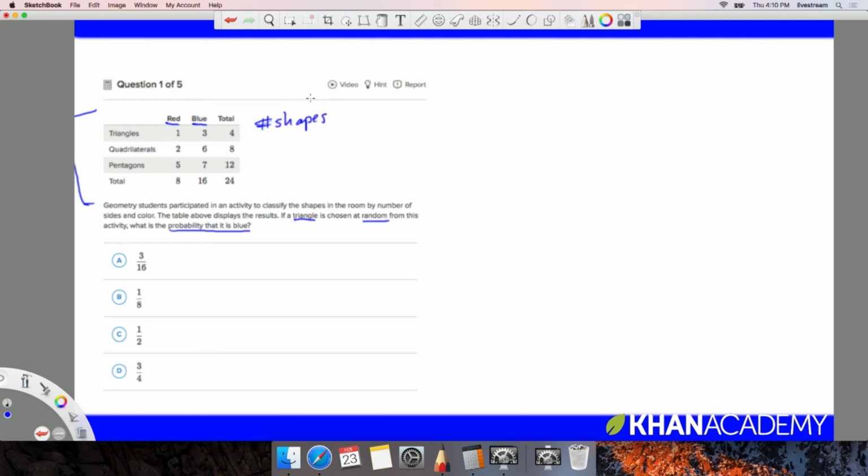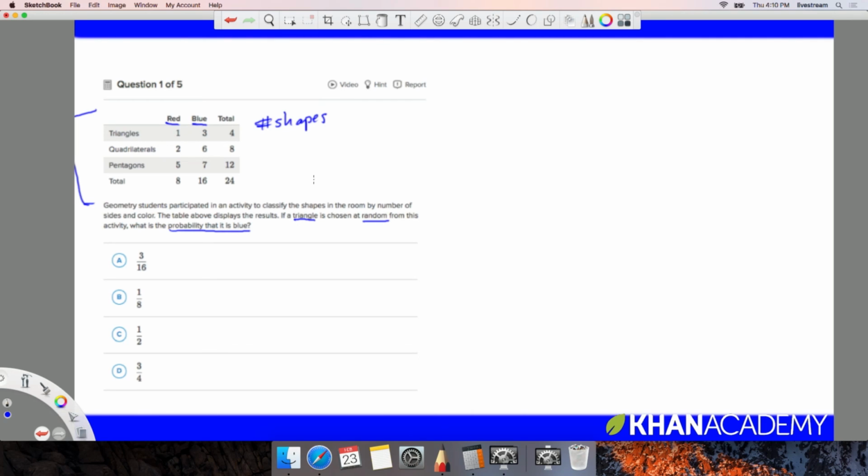And then this one on the bottom, this total column is the number of shapes by color, and this one is shapes by type, okay? Okay, so now I understand the question, I understand the table, and now I can start to think about how I would solve this. So let's read that question again. If a triangle is chosen at random from this activity, what is the probability that it is blue?